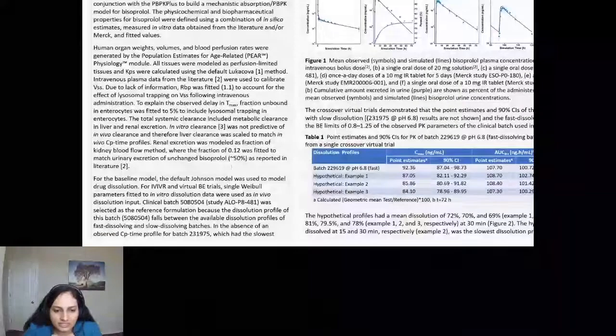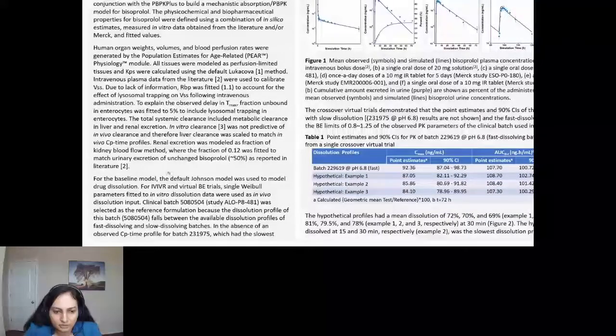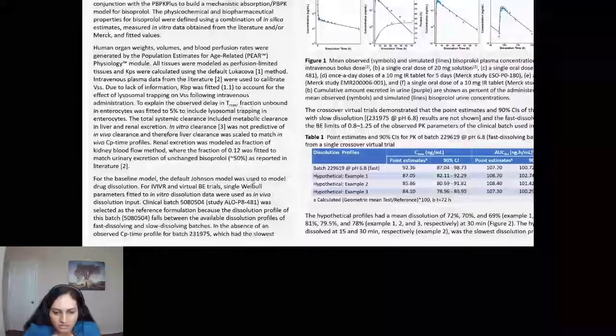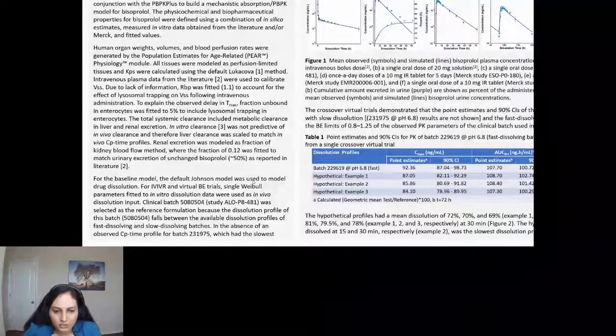This compound is cleared equally by both metabolic and renal excretion, so we included both mechanisms in the model. We did find some in vitro clearance data in the literature, which we plugged into the model, but it was not predictive of in vivo. So we ended up scaling that in vitro clearance in order to match the observed plasma profile from the literature.